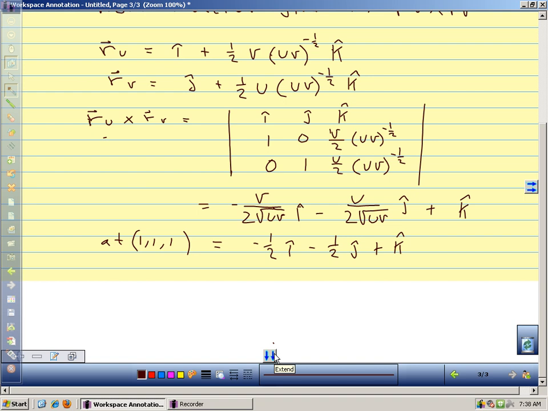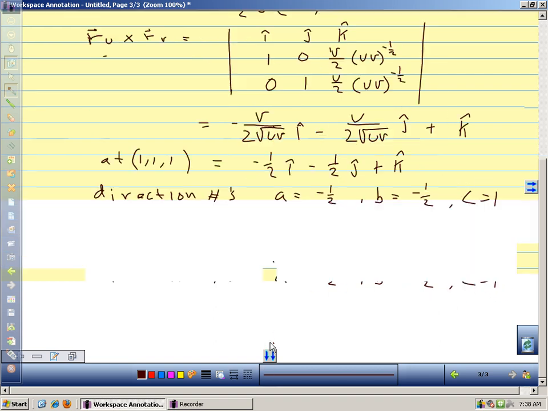So this gives us our direction numbers. Thinking back to how we write our equation of a plane, I'm just going to write our direction numbers. A equals minus 1/2, B equals minus 1/2, and C equals 1. And our equation of our tangent plane is going to be, let's see. Is this going to be diamond R? Our equation of our tangent plane, right? Our symbol that we came up with.